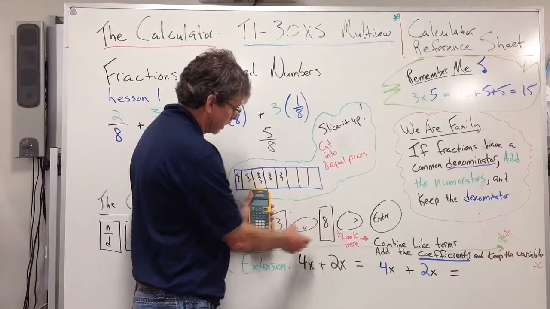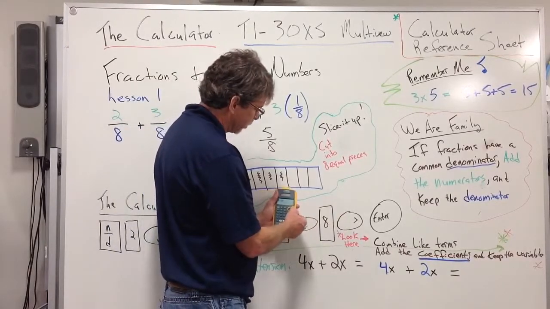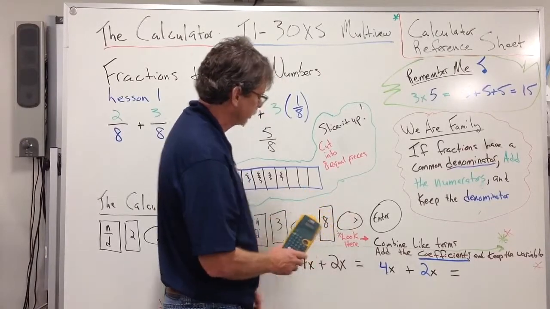I now need to hit the 8 into the calculator. I need to now hit the right arrow to get out from underneath there. And then if I hit enter, it'll give me my 5/8.